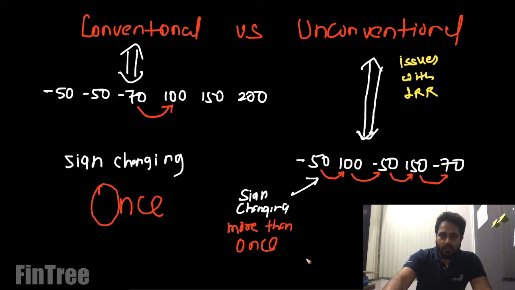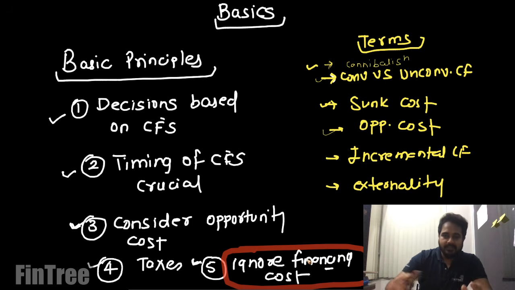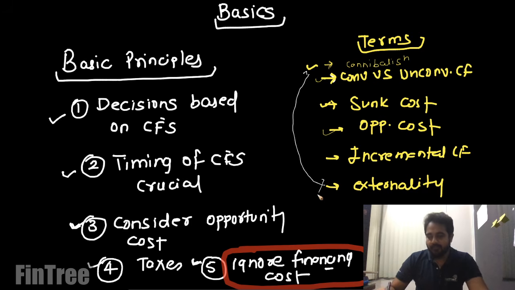Yeah, so I've spoken a lot. I think I've more or less covered all the basics. I've just not covered one term, which is externality, which is the same as cannibalization. I mean, cannibalization is a type of externality. So now you can ask me questions. I'm taking a small pause of 30-40 seconds, so just throw your questions at me. I'll be happy to answer them.